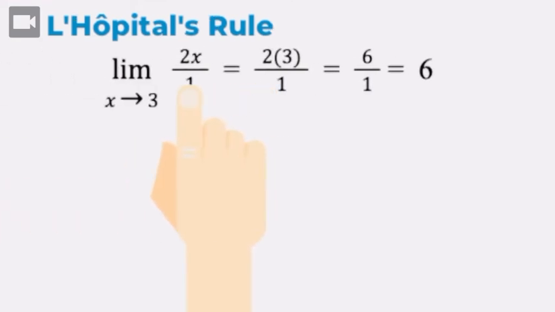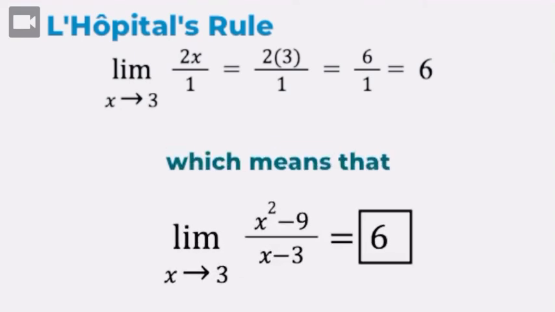Alright, so now we're going to take the derivatives that we just found, plug them into the original equation, and use direct substitution again. As we can see, by plugging in 3 into all of our x's, we get 6. That is our final answer.